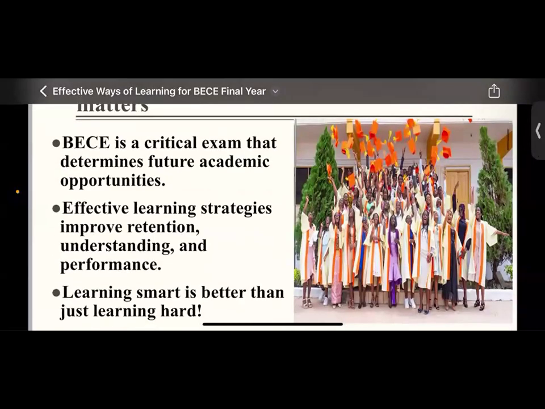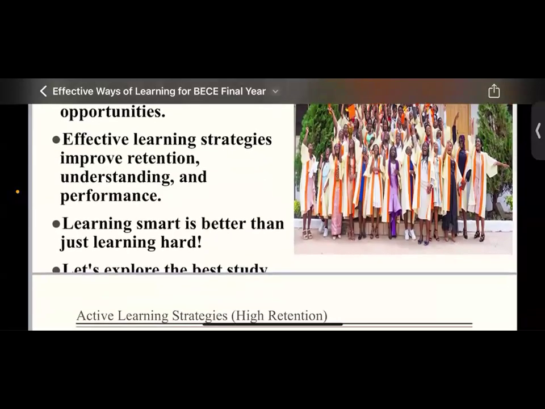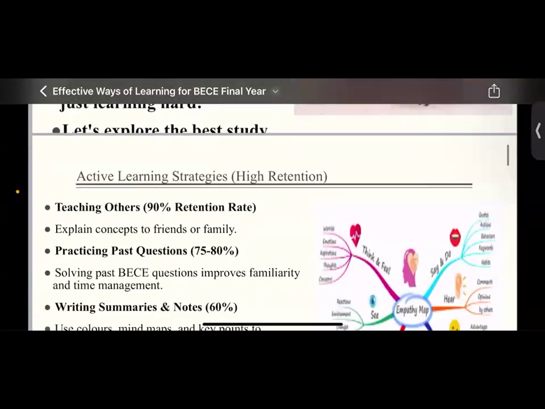So BECE is a critical exam that determines future academic opportunities. Effective learning strategies improve retention. So if you're adopting the right learning strategies, it means you are going to improve retention. Retention means your ability to sort of trap whatever you are learning, so you don't end up forgetting it. So you'll be able to retain whatever you are learning, then you would have a better understanding and it will lead to a high performance. So learning smart is better than learning hard. So let's explore the best study.